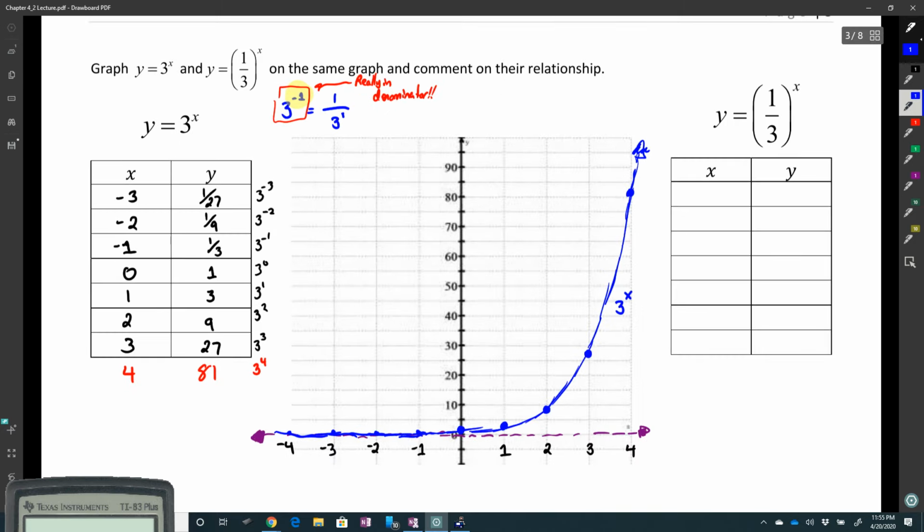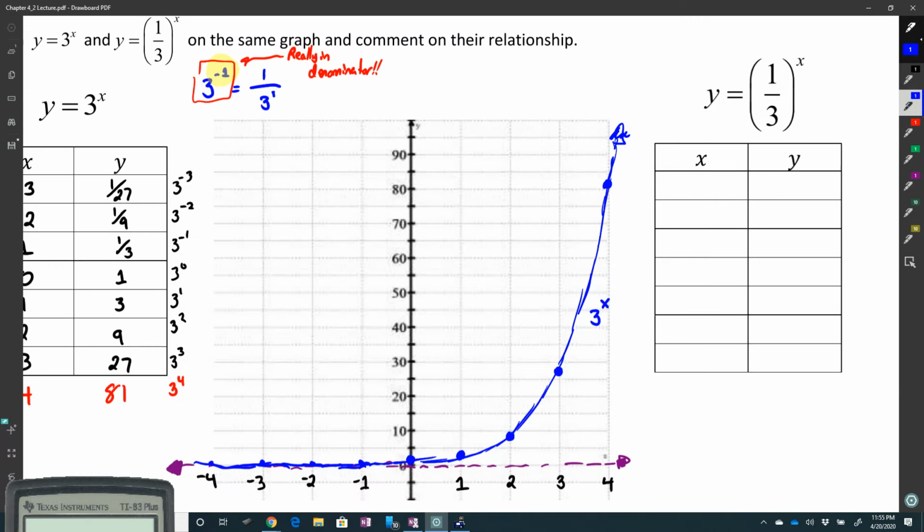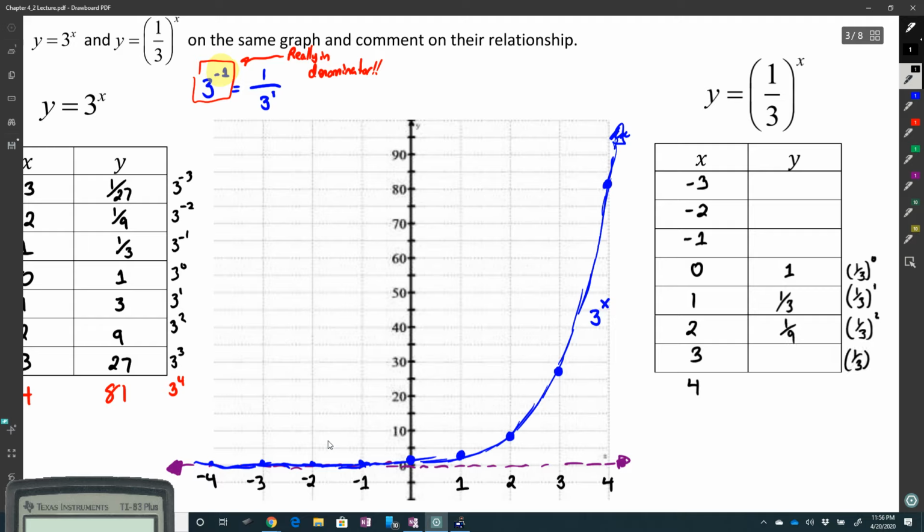Now let's go ahead and graph the other one on the same axis. This next one is 1/3 to the x. I'm going to do the exact same thing. I'm going to do -3, -2, -1, 0, 2, 3. Going to go ahead and add a 4 there. And now it's 1/3 to the x. So here this is 1/3 to the 0, which is 1. This is 1/3 to the 1, which is just a third. This is a third squared, so that's 1/9. A third cubed, 1/27. This next one's going to be 1/81.